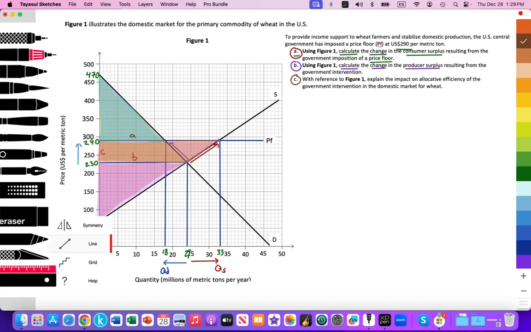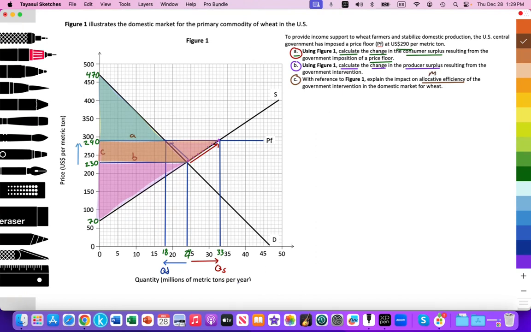So we're going to underline a few things. With reference to figure 1, explain the impact on allocative efficiency of the government intervention in the domestic market for wheat. And since we're provided by the IB on this kind of paper 3 type of exam, a matrix where we can make specific calculations, we want to show off to the evaluator that we can prove our reasoning, quantify our reasoning to support our answer.